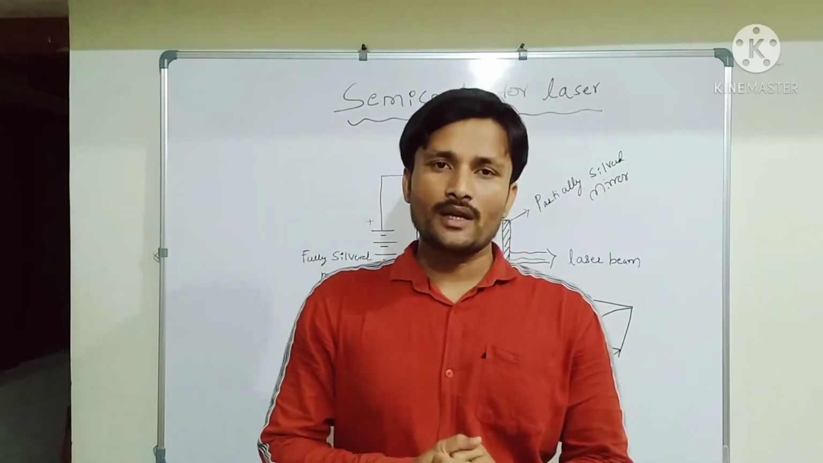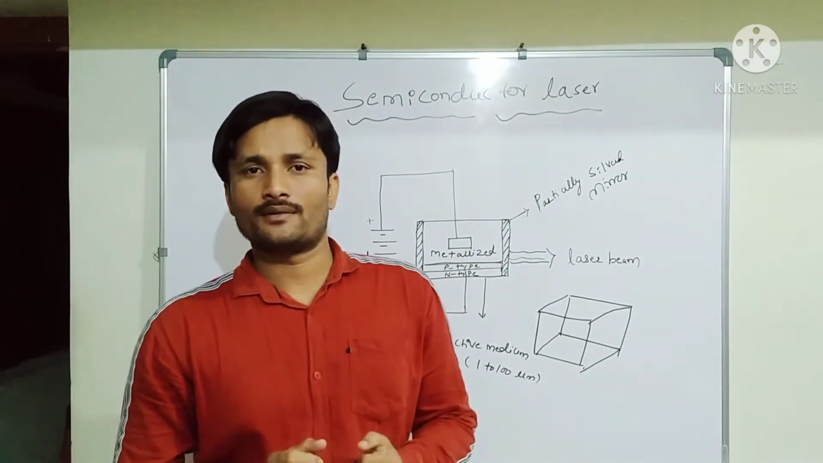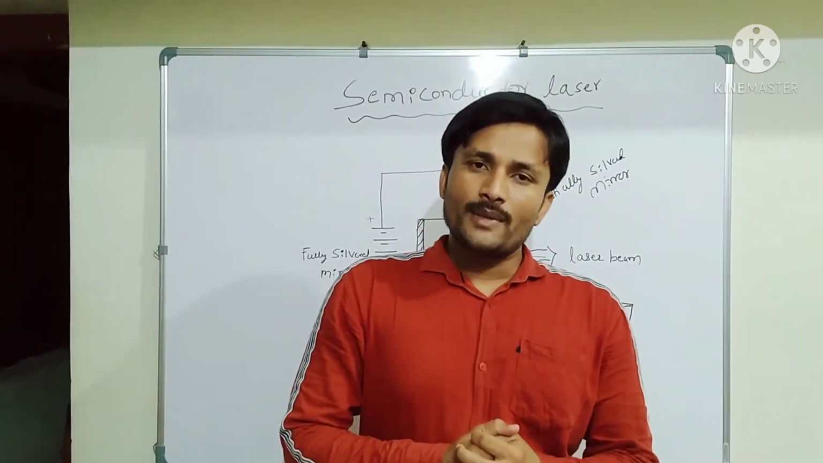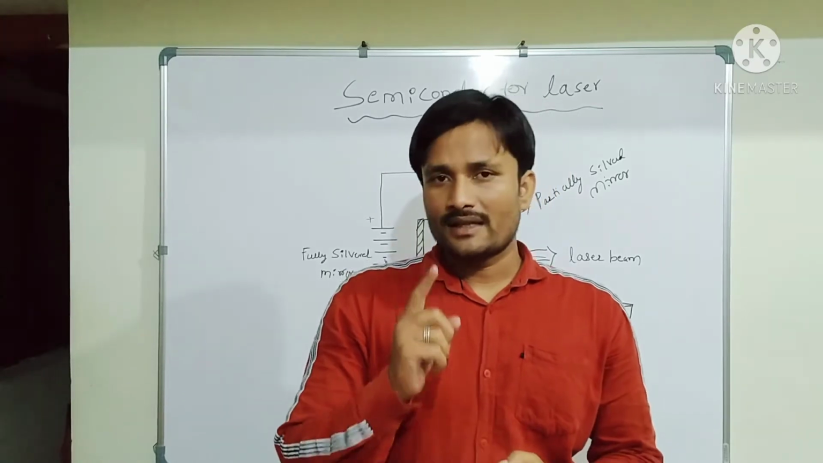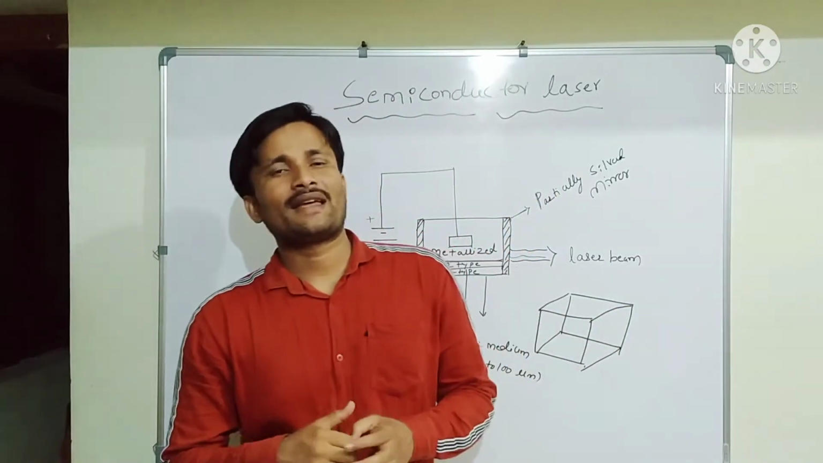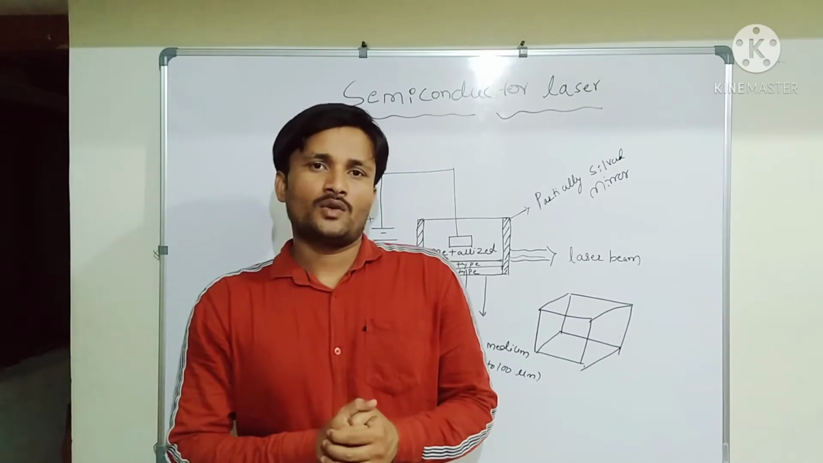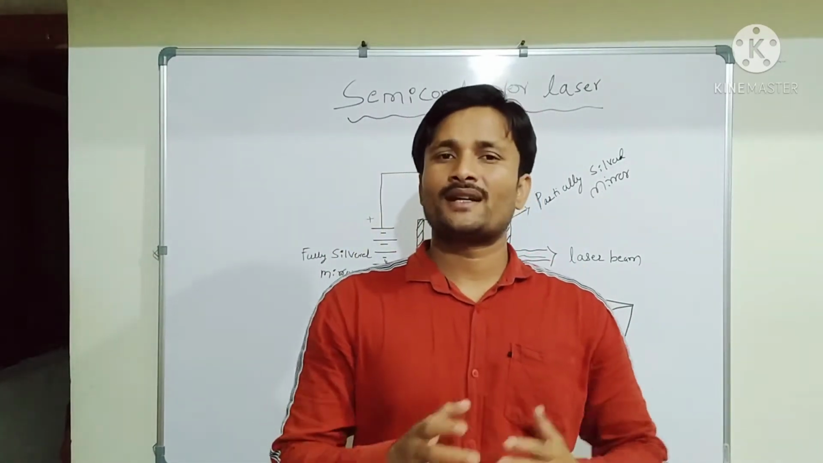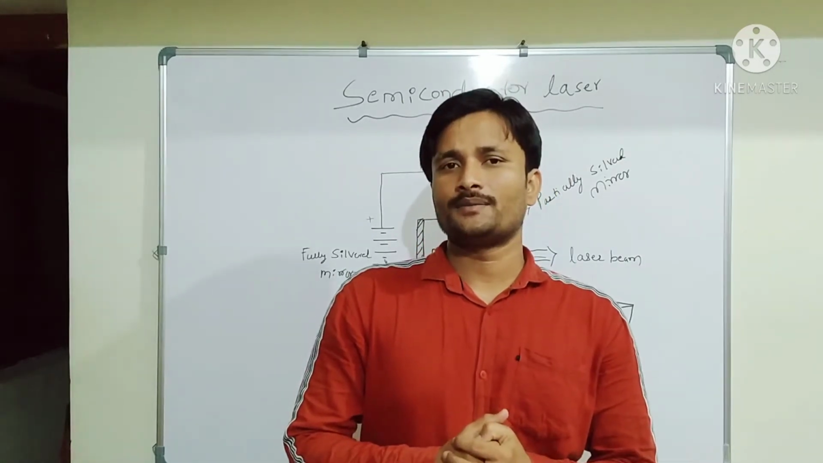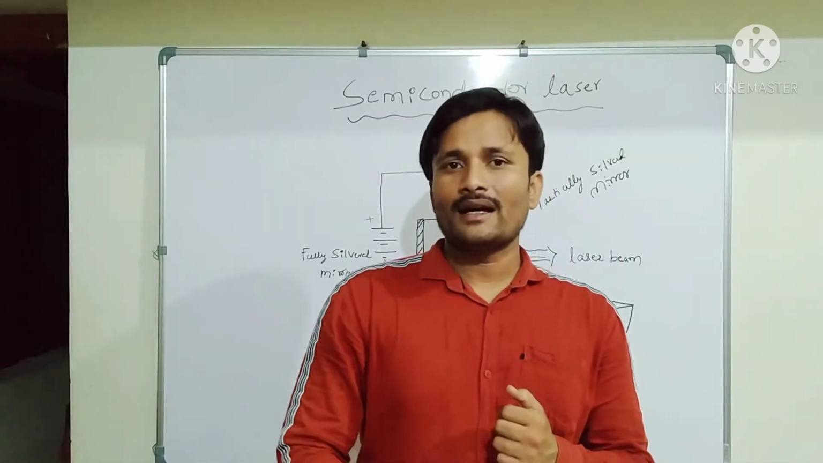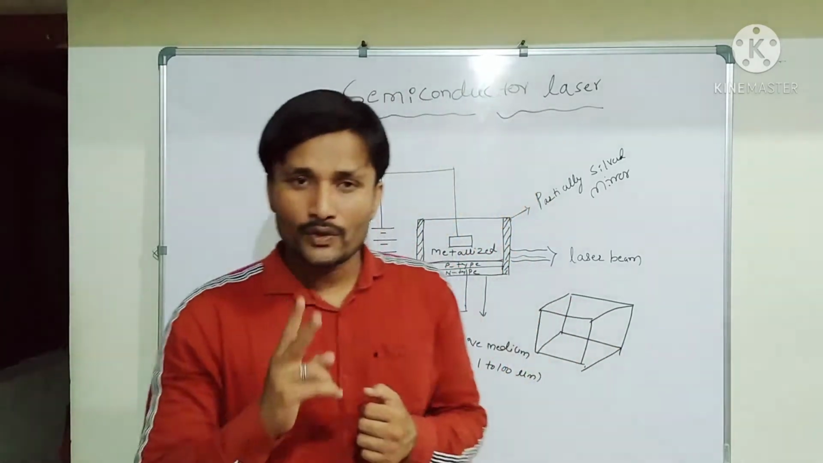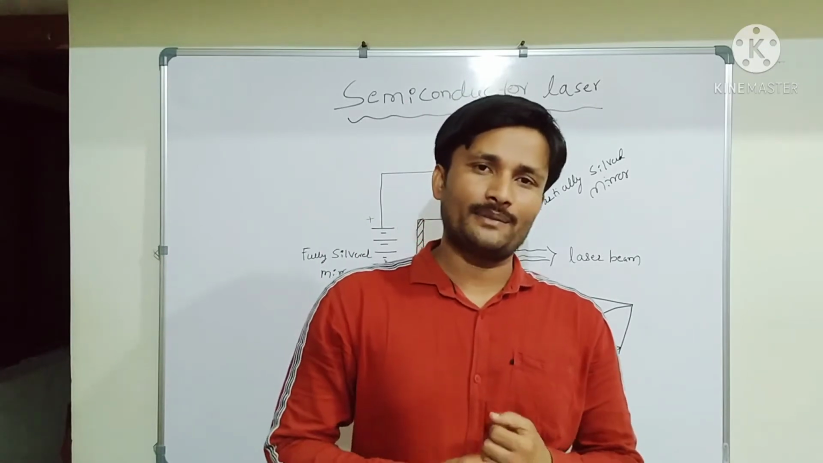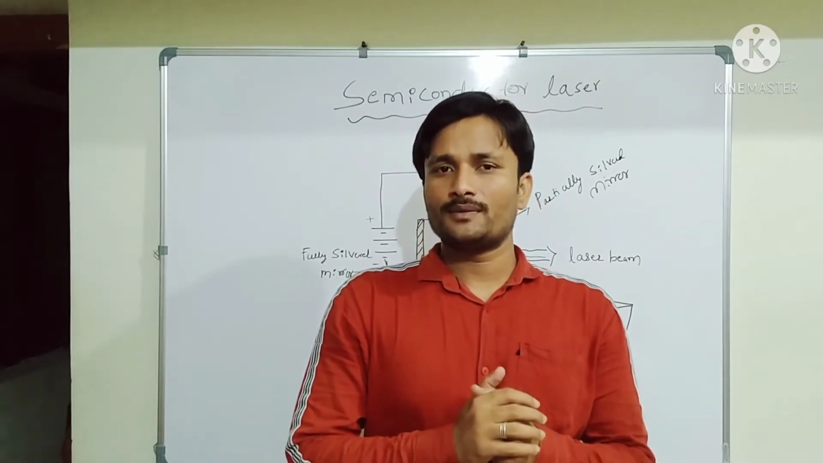Semiconductor means the property which lies in between conductor and insulator. That phenomenon is called a semiconductor. Now, these semiconductors are classified into two types. One is intrinsic semiconductor, the second one is extrinsic semiconductor. We know that the pure semiconductor is called intrinsic and the impure semiconductor is called extrinsic. On the basis of doping, these extrinsic semiconductors are again classified into two types: one is P type, another one is N type. So this is the basic information.